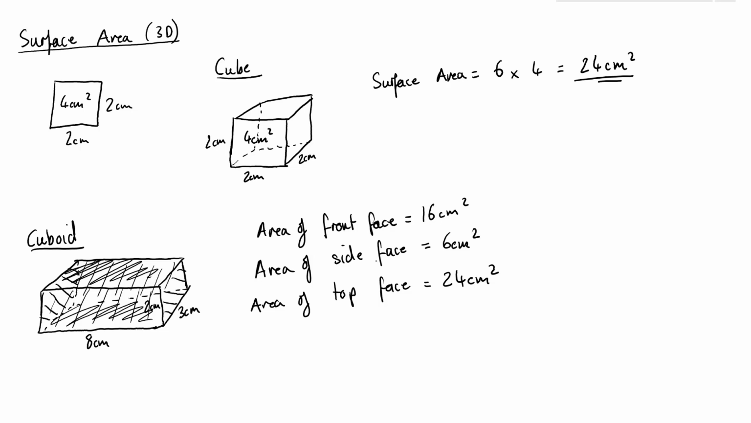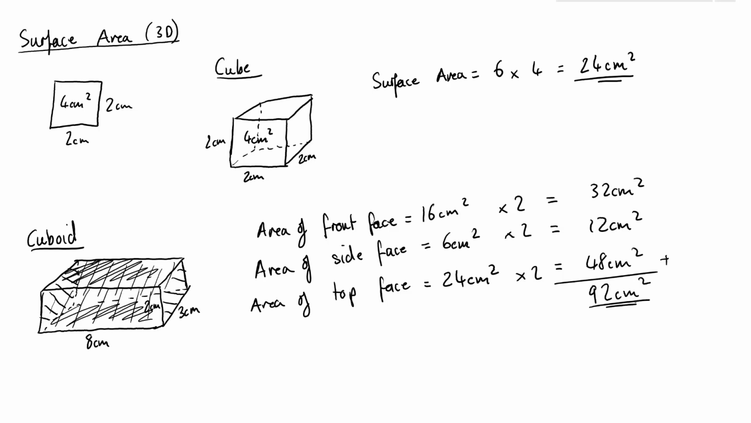Now this is just 3 faces. Like I've said, the front face is the same as the back face, the side face is the same as the other side face, and the top is the same as the bottom. So I can double all of these, since there are 2 of each area face. 16 times 2 gives me 32 centimeters squared, 6 times 2 gives me 12 centimeters squared, and 24 times 2 gives me 48 centimeters squared. And then I'm just going to add all of these up, and that should give me 92 centimeters squared in total. So now we know how to work out the surface area of a cuboid.